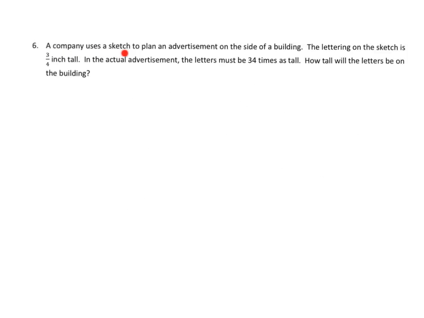A company uses a sketch to plan an advertisement on the side of the building. The lettering on the sketch is 3/4 of an inch tall. The actual advertisement, the letters must be 34 times as tall. How tall will the letters be on the building? All we have to do is we're going to go to something bigger. The original number is 3/4. We're going to multiply it by 34.